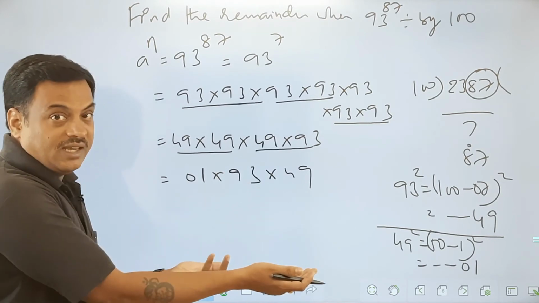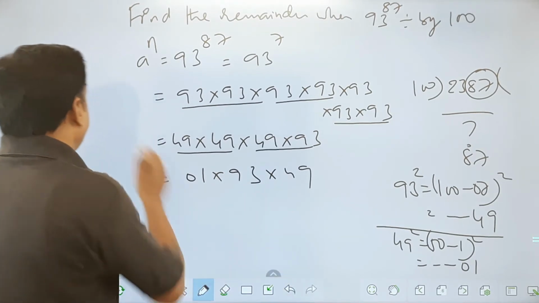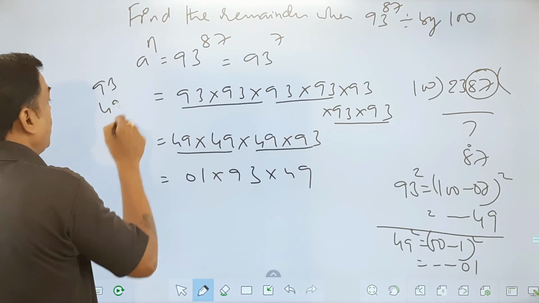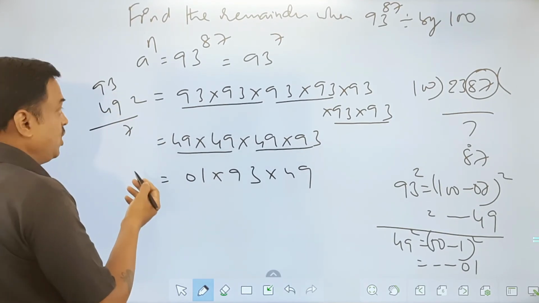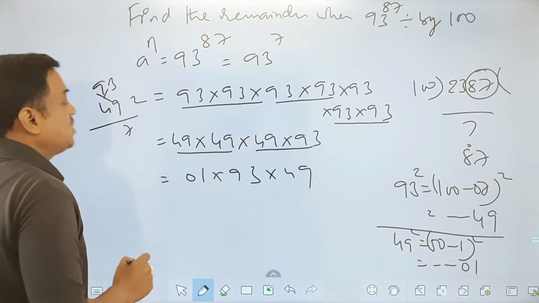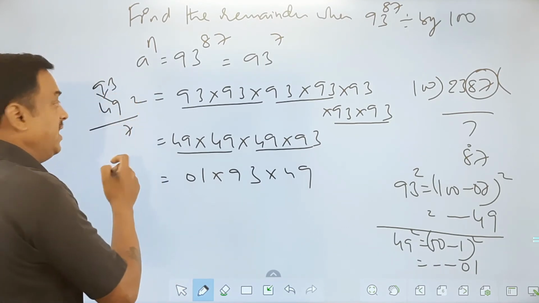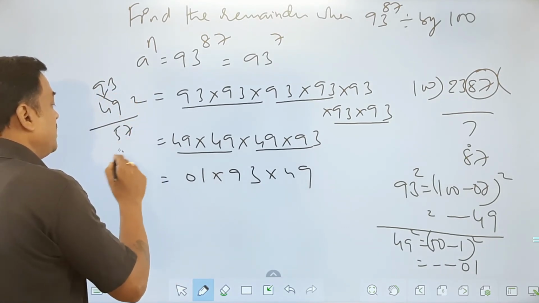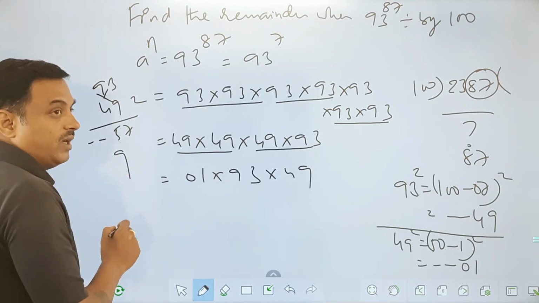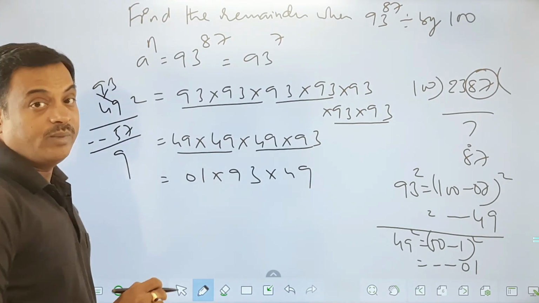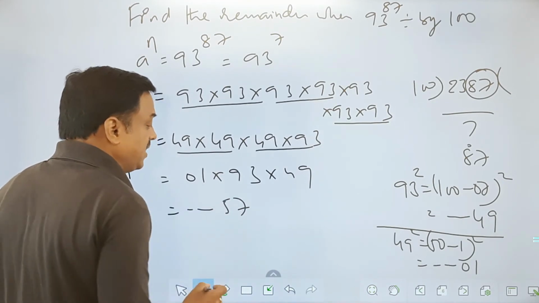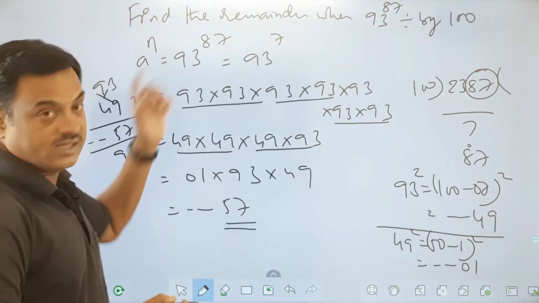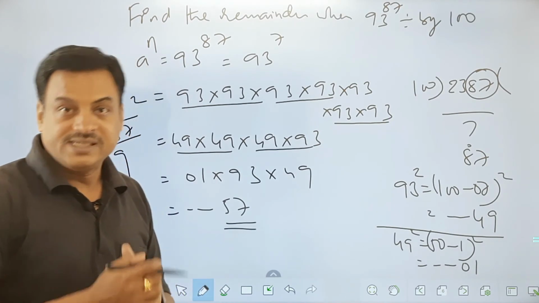01 into anything is the same value. So 93 into 49 I need to multiply. 3 into 9 is 27. The last digit is going to be 7. 81 plus 12 is 93, 93 plus 2 is 95. I'll write 5 here with 9 carry, and I may get some more digits here. But my last two digits are how much? 57. So it is going to end with 57. So the last two digits of this given question is 57.